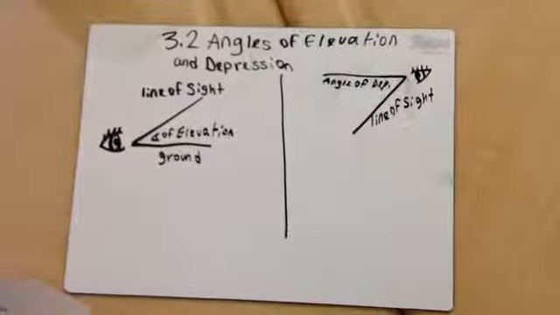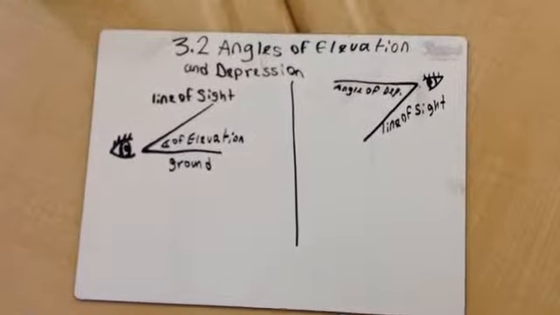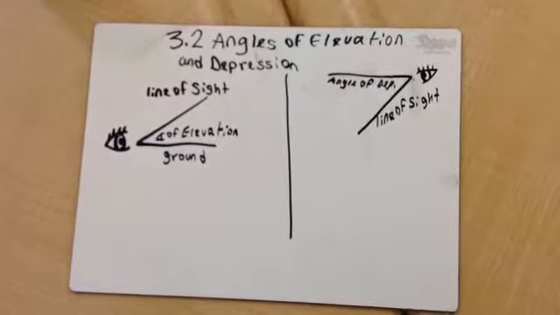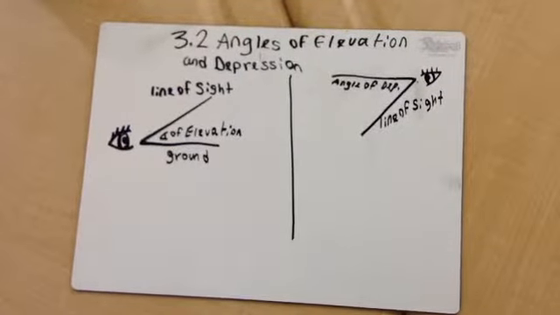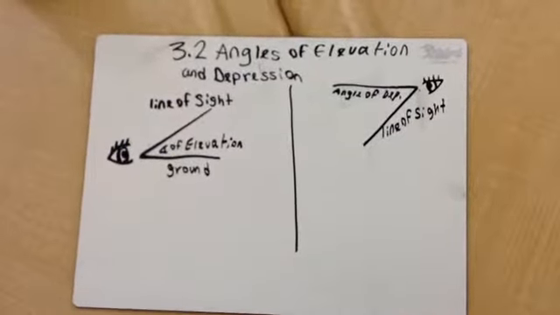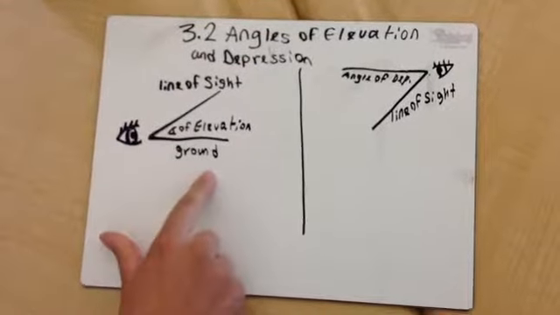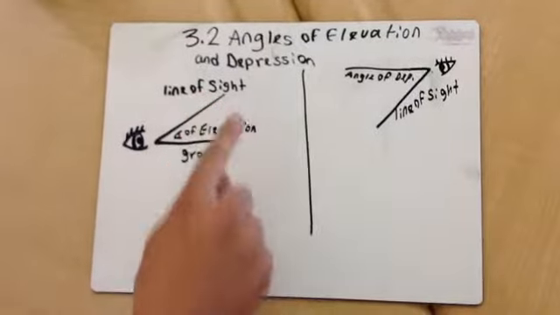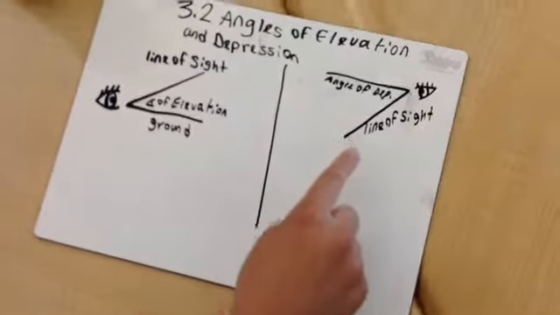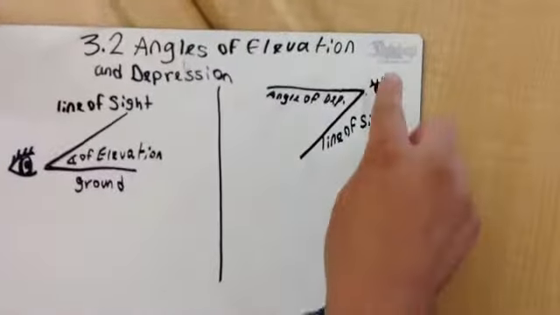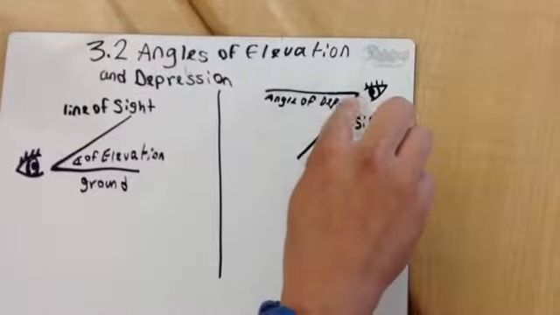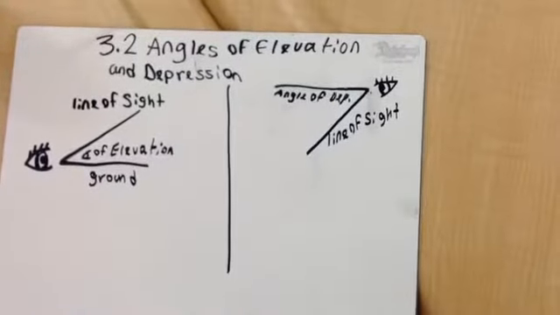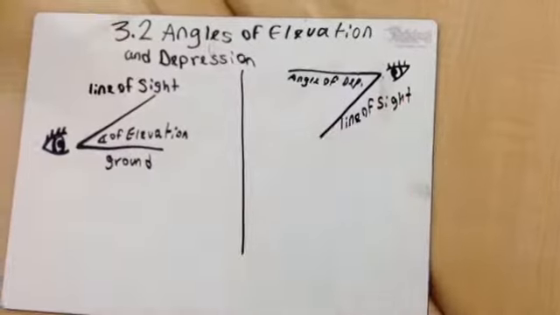Okay, so we are learning 3.2, which is angles of elevation and depression. On this side, we have angles of elevation, and that's your eye. This is ground level. That's the angle of elevation, and this is your line of sight. On this side, it's the angle of depression, and you see that it's looking down. So in that angle right there, that's the angle of depression, and then your line of sight is that way.